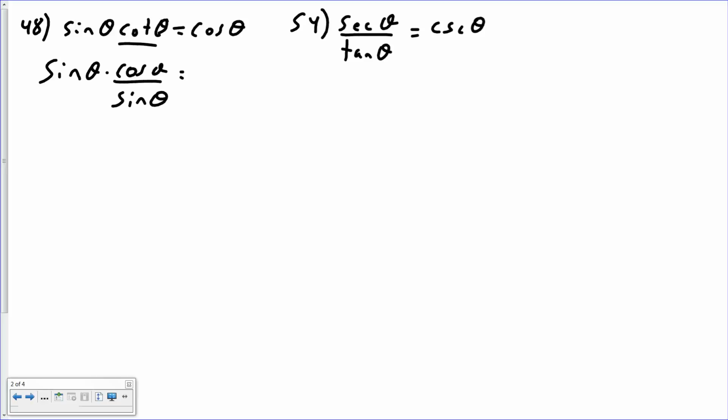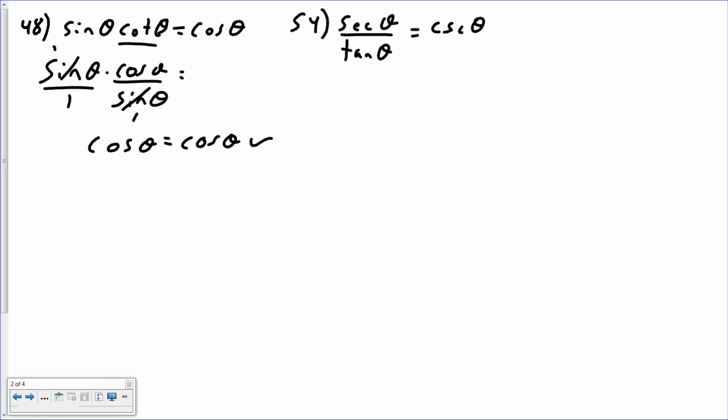Notice nothing's written on the right side. At this point, it's a multiplication of fractions. You can think of this as sine theta over sine theta. They divide out, leaving ones, and you're left with cosine theta is equal to cosine theta, and then you're done with that identity. Going on to number 54, same idea, break it down to try to get it to equal the right side.